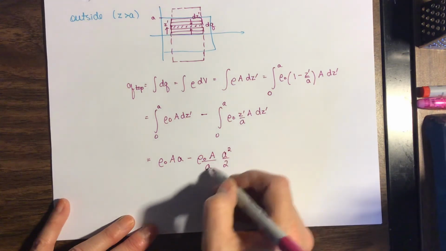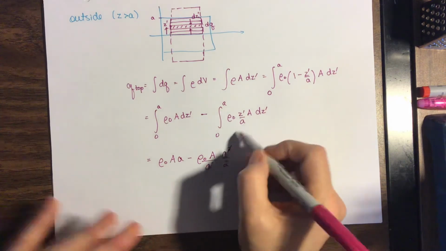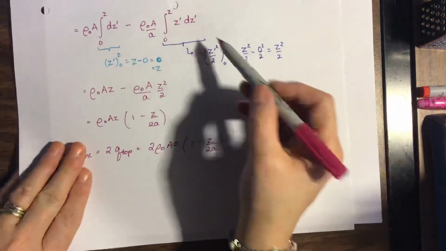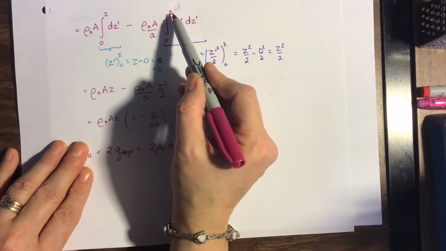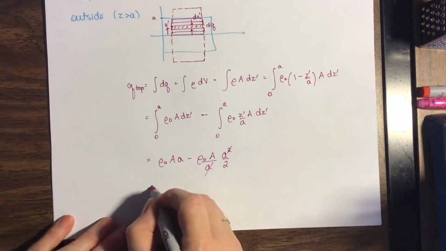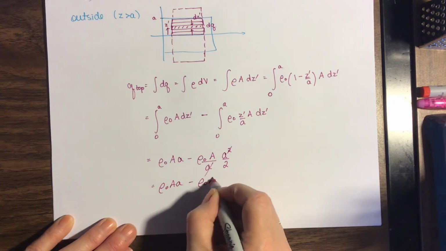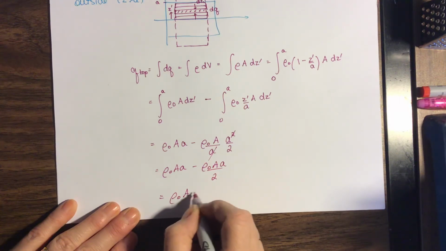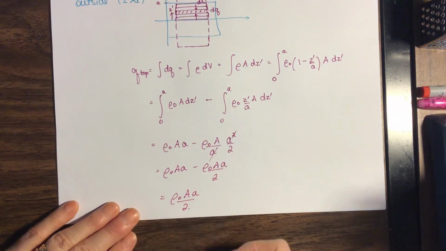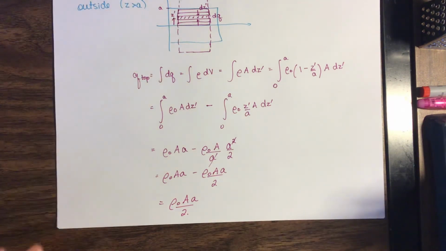This simplifies a little bit this time. So A squared over A. If you're not sure about those steps, you can just go back and follow through what we did here. Instead of the upper limit being Z, though, that upper limit is A. So this is rho naught A minus rho naught A over 2 equals rho naught A over 2. So there's our net charge enclosed in the top half of our Gaussian surface.